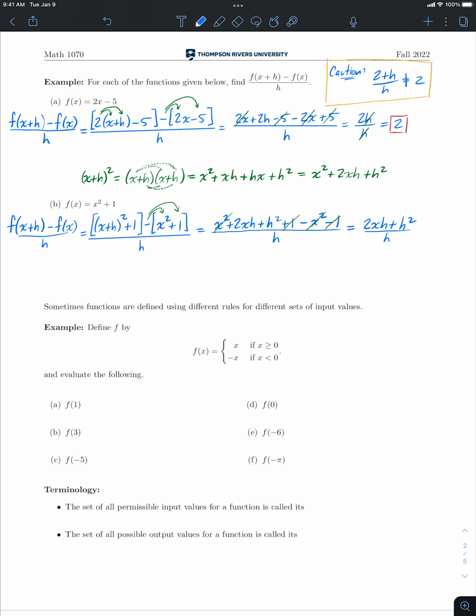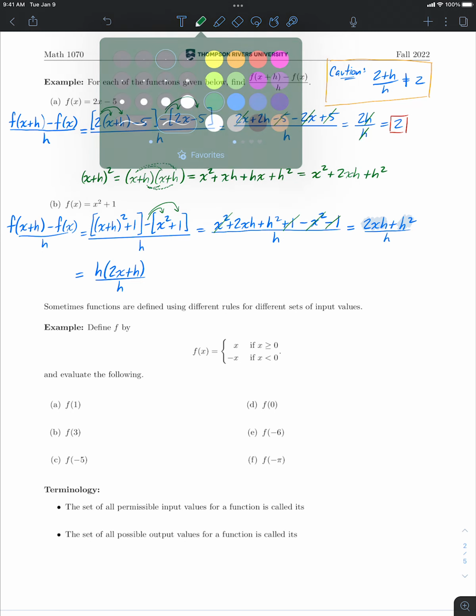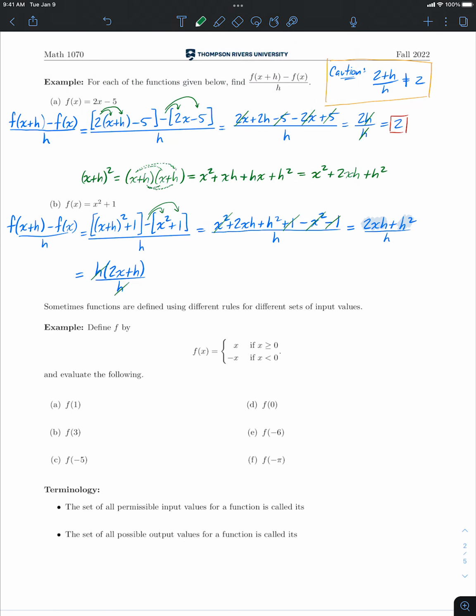Okay, and we can actually do a little bit more here because notice that the two terms in the numerator both have a common factor of h. Let's actually factor it out. I ran out of room, so I'm going to go back over here now to continue. So let's factor out an h. We're going to have h times 2x plus h. That's what will be left if I factor out an h. Then I'll have an h on the denominator. So why did I want to factor that out? So that I could cancel it with the h on the denominator.